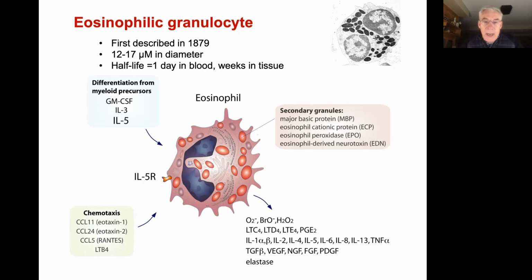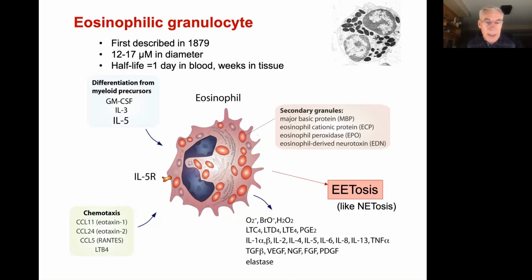And then more uniquely to the eosinophils, and actually a reason that they stain so strongly red in the eosin stain, is that their secondary granules have a very different content compared to neutrophils. So they have proteins like the MBP, major basic protein, and eosinophil cationic protein, eosinophil peroxidase, and eosinophil-derived neurotoxin. Those are instrumental, I believe, in many of the immune responses where eosinophils play an active role.